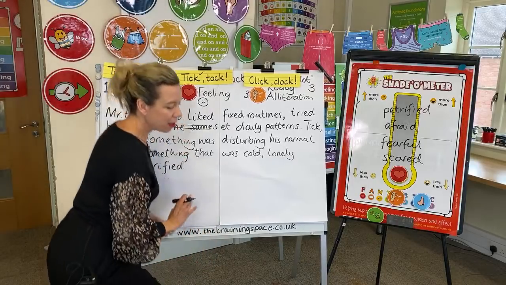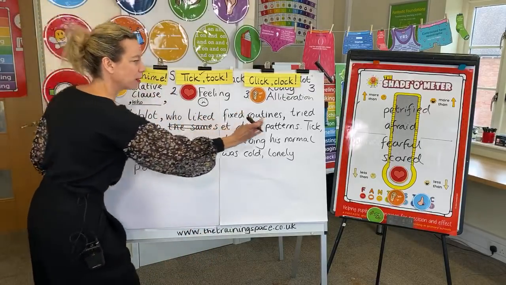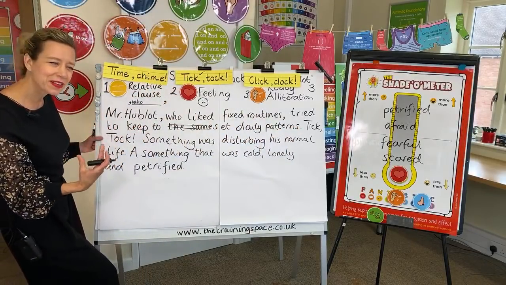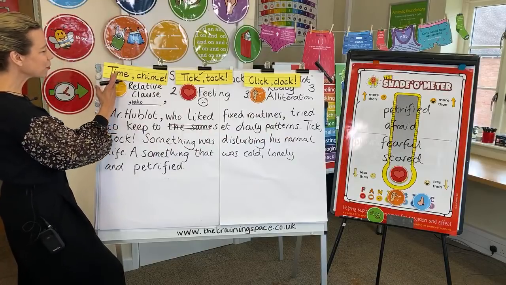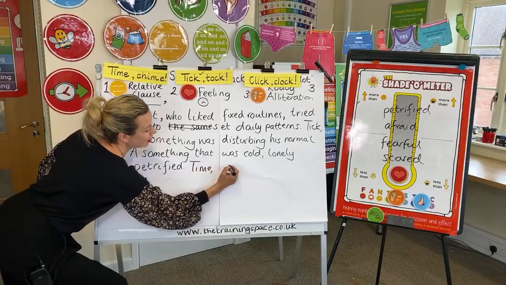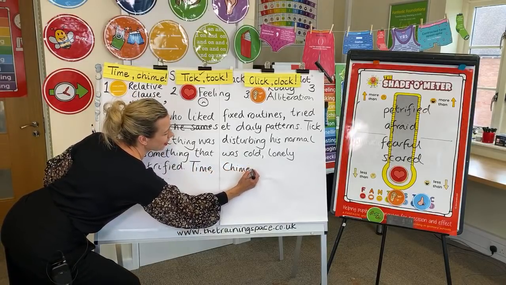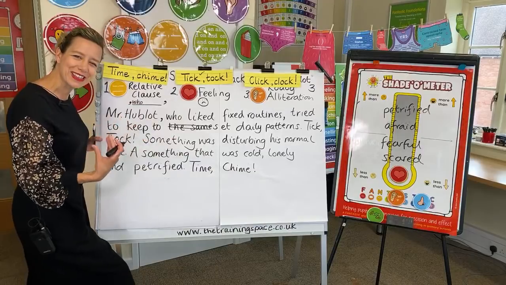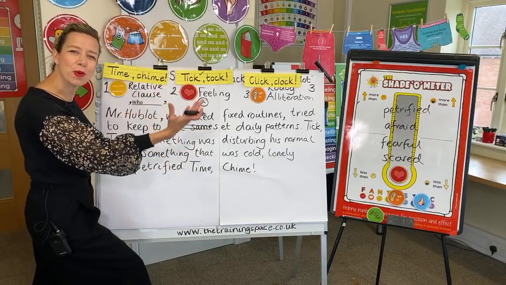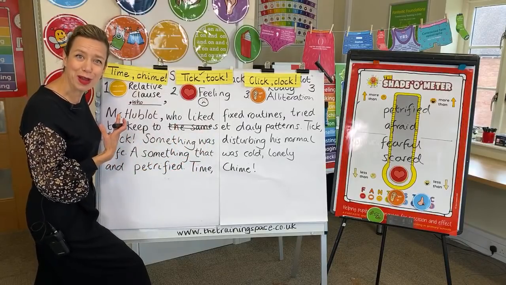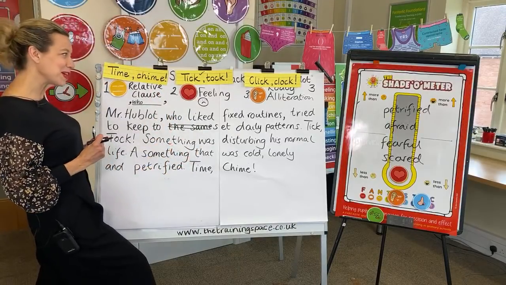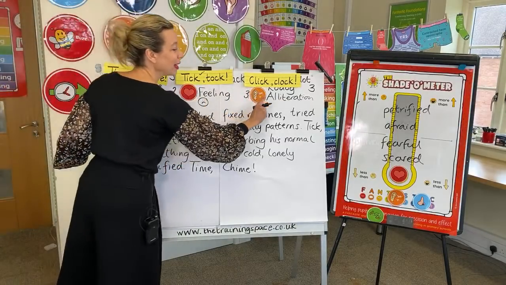Right. Oh, I could put in another one of these time clues. Oh, let's have time, chime. Time, chime. That'll be really interesting, won't it? As a really clever way to join our story up across the whole of it. Yeah, really good cohesion. Alliteration.